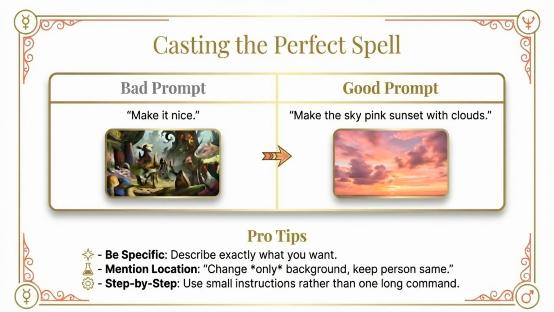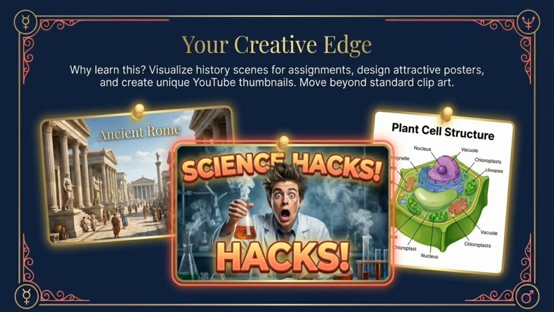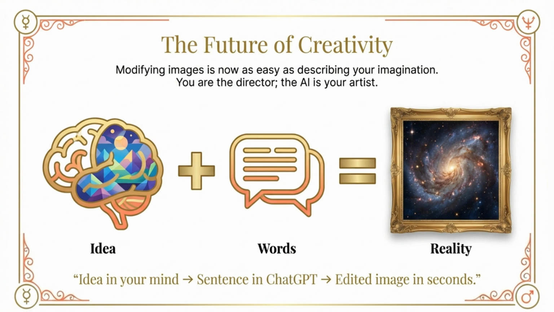To cast the perfect spell, you need a good prompt. Pro tips include being specific, mentioning the location to change, and using small step-by-step instructions rather than one long command. Your creative edge is waiting. Use this skill to visualize history scenes, design attractive posters, and create unique YouTube thumbnails, moving beyond standard clip art for all your assignments. This is the future of creativity.